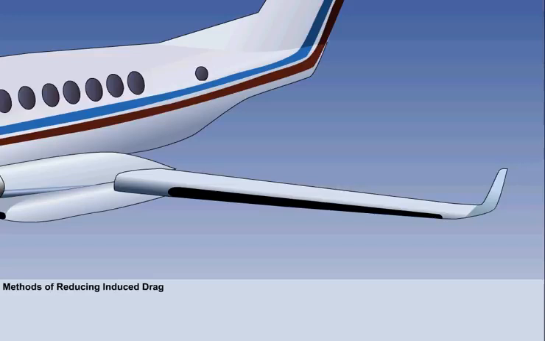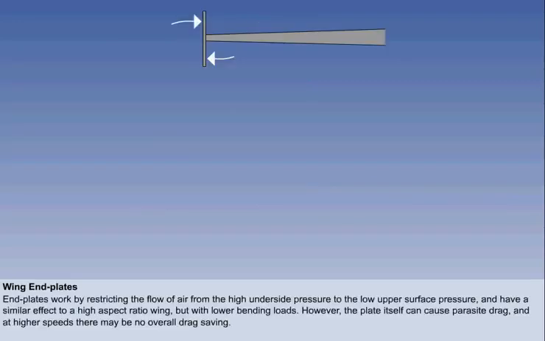It has also been shown that a high aspect ratio wing reduces the strength of the wingtip vortices for a given lift force, but that there are practical restrictions, both structural and aerodynamic, on very high aspect ratio wings. So other methods of reducing vortex strength have been devised. A flat plate mounted vertically on the end of the wing will restrict the flow of air from the high underside pressure to the low upper surface pressure, and has a similar effect to a high aspect ratio wing, but without the associated bending loads.